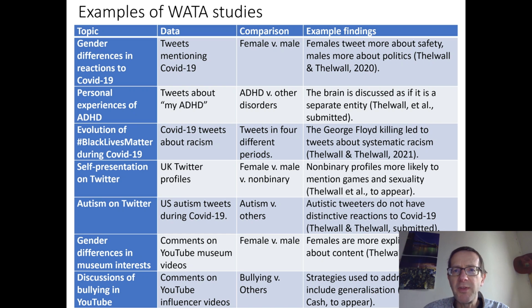And another example, the tweeting about ADHD, the theme discovered in this set of texts is that the brain was discussed as if it's a separate entity by people with ADHD. So more often than other people, they tweeted about their brain as if it was separate from themselves somehow. Okay, so all of these illustrate examples of types of findings that you could get from a word association thematic analysis.